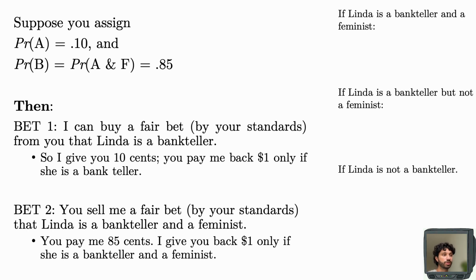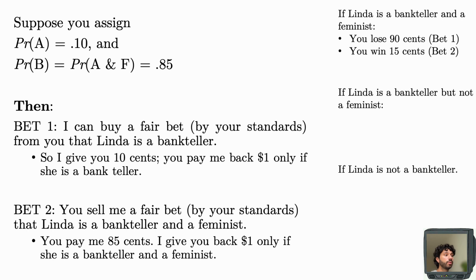Well, let's look at the first example. If Linda is a bank teller and a feminist, then you lose 90 cents from the first bet and you win 15 cents from the second bet. Let's see why. So what happens in the first bet if it actually happens that Linda's a bank teller and a feminist?